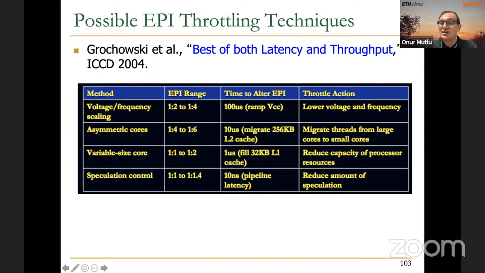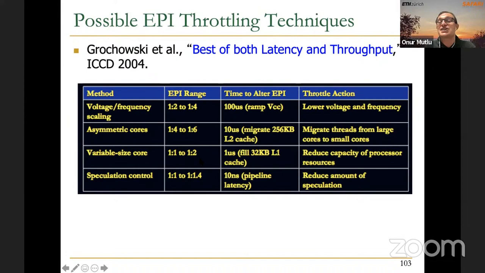Basically, you're migrating threads from large cores to small cores. Variable size core, basically here you design a core and you change them. You make it configurable, such that it becomes high power or low power. It's faster to do that. You reduce the capacity of the processor resources, as they say over here. And these are their numbers, basically. They're expected numbers. Take this with a grain of salt. They're not necessarily correct, I would say.